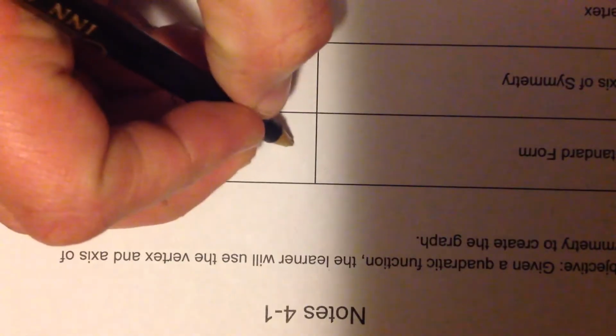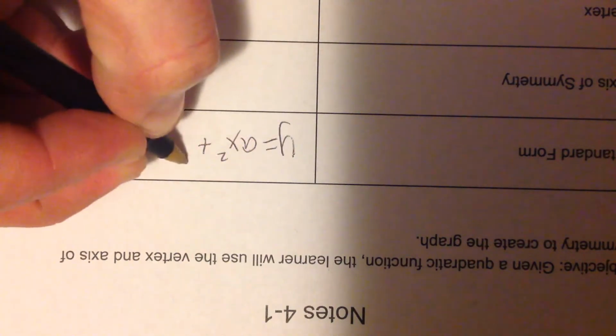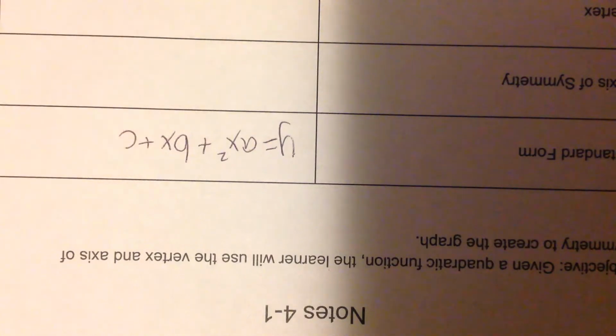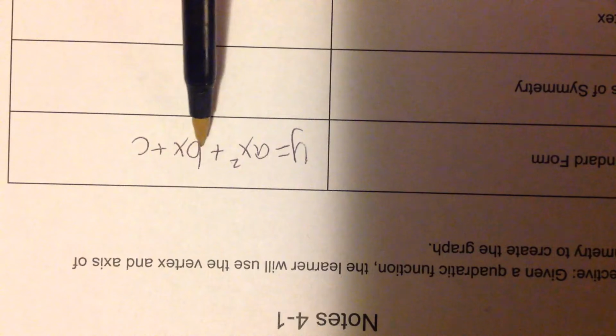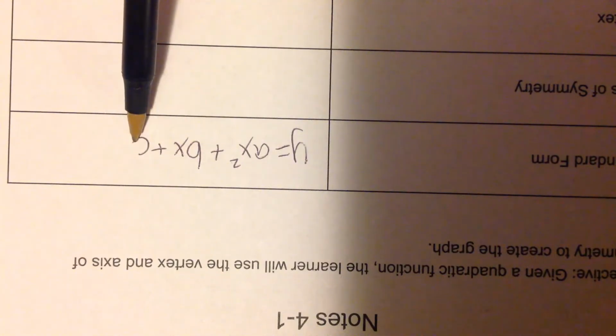Alright, in this video you are going to be given a quadratic function and you will be able to use the vertex and axis of symmetry to create the graph. So a couple things we need to talk about first is what a standard form of an equation looks like. A standard form of a quadratic equation is y equals ax squared plus bx plus c. So a will be the coefficient of your x squared, b is the coefficient of your x, and c is the constant.